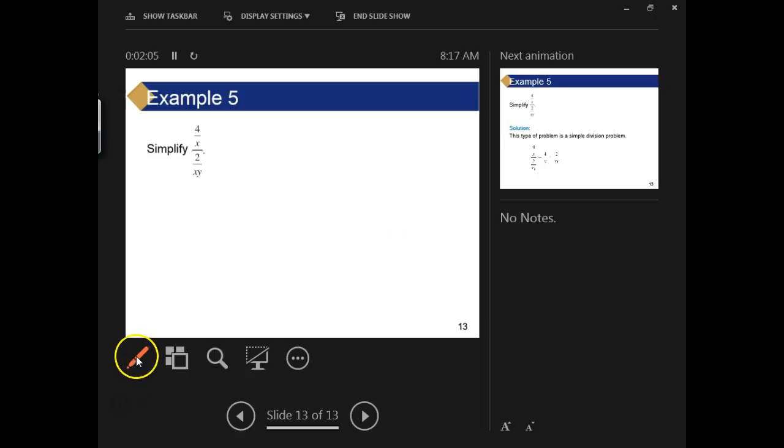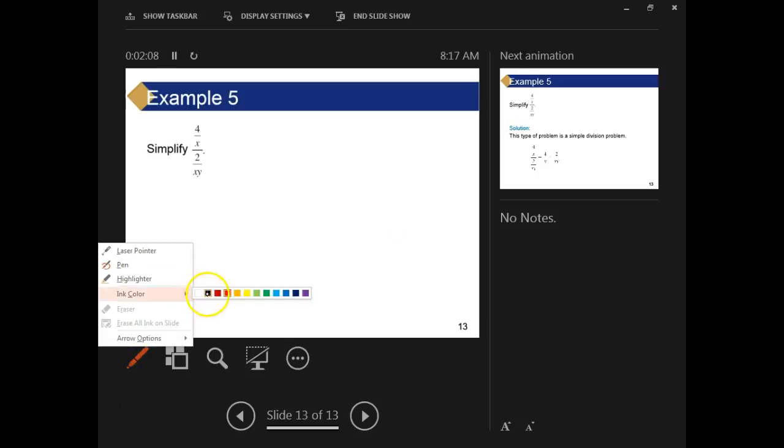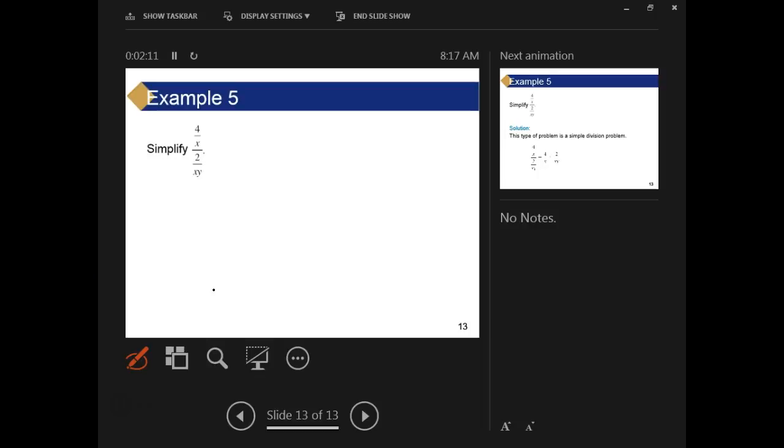This is a division problem. It's a rational fraction. They call it a complex fraction. It's a rational expression involving 2 rational expressions. And how you could rewrite this is 4 over x, divided by, see that horizontal line is a division line, divided by 2 over xy.